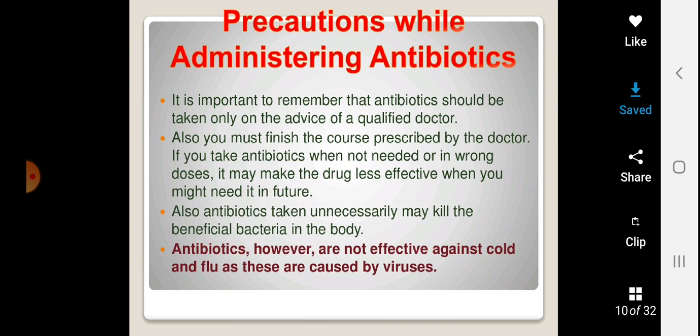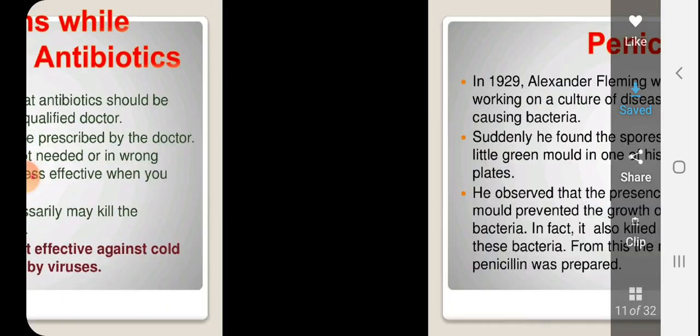If you take antibiotics when not needed or in a wrong dose, it may make the drug less effective when you might need it in the future. Whenever this drug is required in future, and if you have not taken the antibiotic properly earlier, it might not be effective. Also, antibiotics taken unnecessarily may kill the beneficial bacteria in your body. Antibiotics are not effective against cold and flu, as these are caused by viruses. But with dry cough and sneezing, these antibiotics are quite useful.